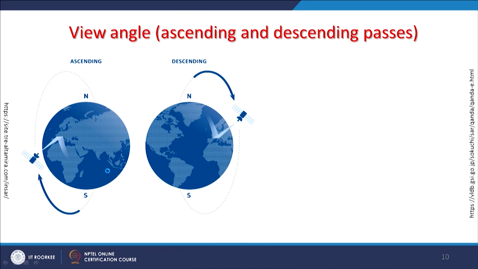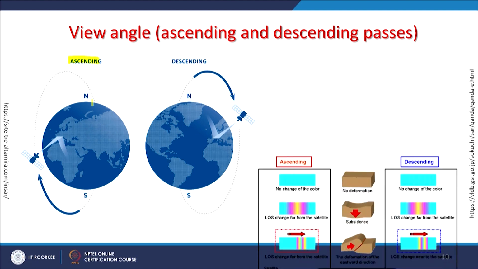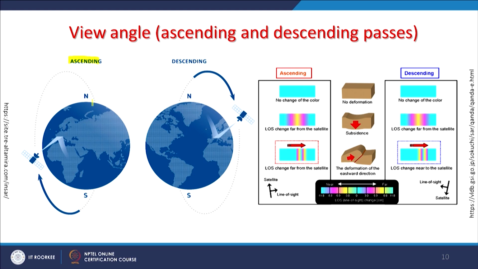Now, first, about the ascending and descending passes. As I was saying, in ascending passes the satellite goes from south to north, and as soon as it passes over or near the poles, it goes to the other side, which is the descending pass. So, half of the globe will always be covered in ascending mode and the other half in descending passes. However, these things can bring little changes in our analysis, which we will look at through this figure.